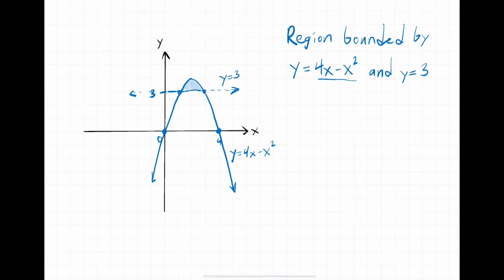In fact, we can find the points of intersection between these two curves by setting the two y's equal to each other. 3 equals 4x minus x squared. If you work this out and take all the steps, you'll find that x equals 1 or x equals 3. I'm not going to show this whole process because you know how to do this already. So we can see that our line crosses the parabola at x equals 1 and x equals 3. These are therefore going to be the bounds on our x.